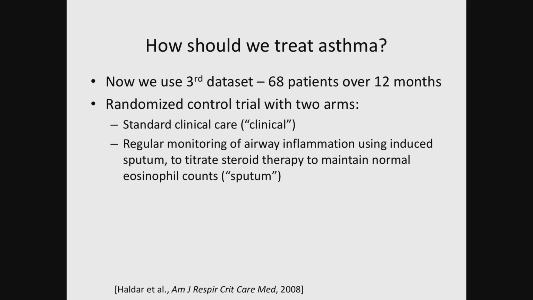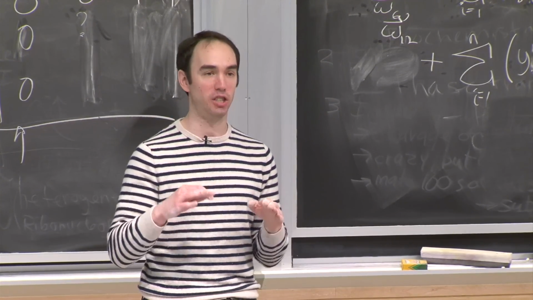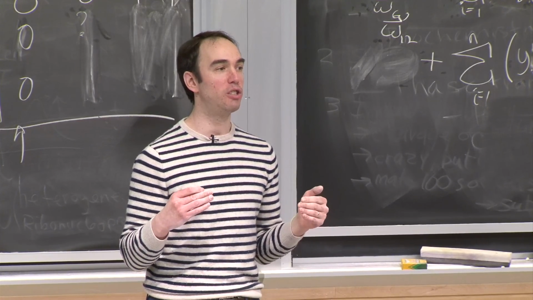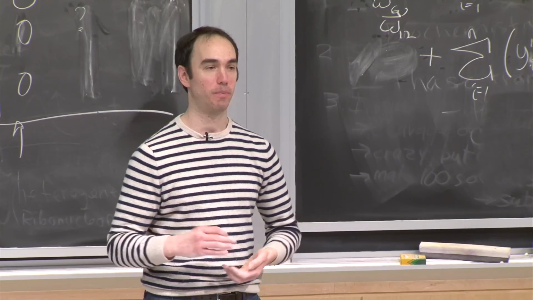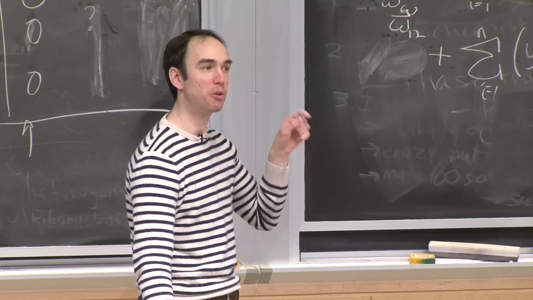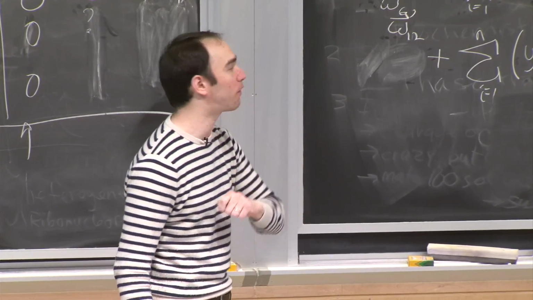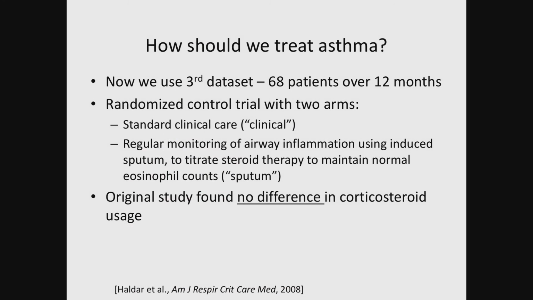And so there are going to be 2 arms here. What's called the clinical arm, which is the standard clinical care. And what's called the sputum arm, which consists of doing regular monitoring of the airway inflammation, and then titrating steroid therapy in order to maintain normal eosinophil counts. And so this is comparing 2 different treatment strategies. And the question is, do these 2 treatment strategies result in differential outcomes? So when the clinical trial was originally performed, and they computed the average treatment effect, which, by the way, because this was an RCT, was particularly simple. You just averaged the outcomes across the 2 arms. They found that there was no difference across the 2 arms. So there was no difference in outcomes across the 2 different therapies. Now what these authors are going to do is they're going to rerun the study.